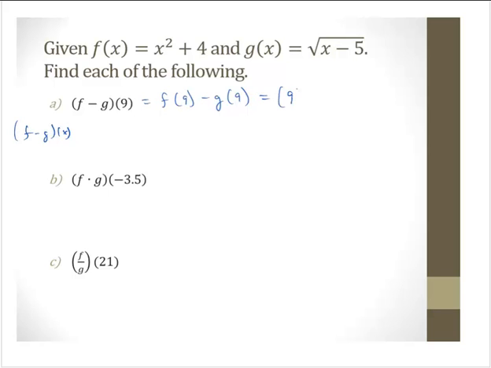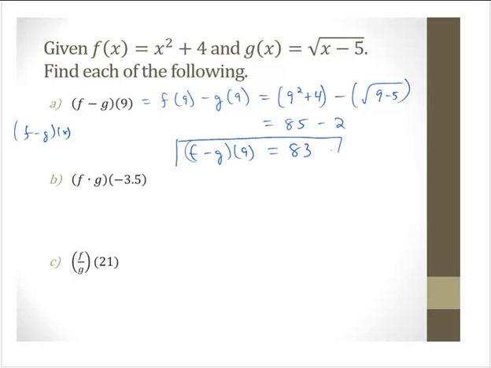So that would be 9 squared plus 4, that's f of 9, minus the square root of 9 minus 5, that's g of 9. 9 squared plus 4 is 81 plus 4, that's 85. 9 minus 5 is 4, and the square root of 4 is 2. So 83. f minus g of 9 is 83.